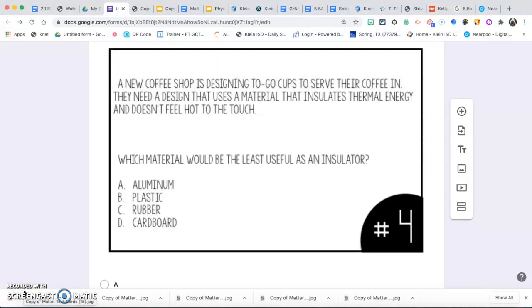Question 4. A new coffee shop is designing to-go cups to serve their coffee in. They need a design that uses a material that insulates thermal energy and doesn't feel hot to the touch. Which material would be the least useful as an insulator? A. Aluminum. B. Plastic. C. Rubber. D. Cardboard.